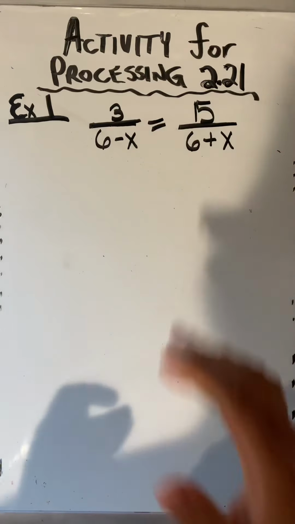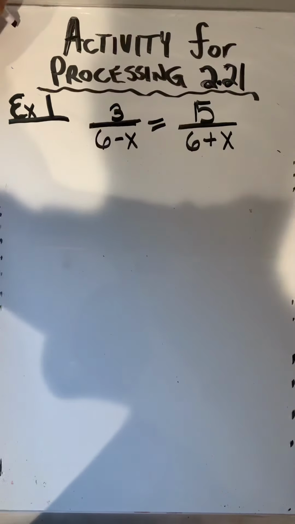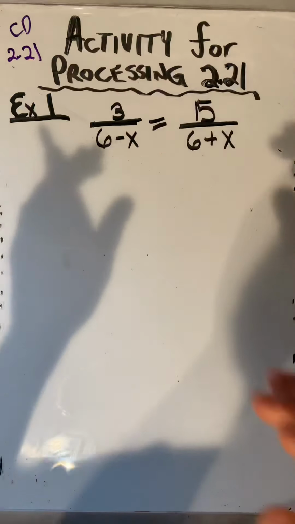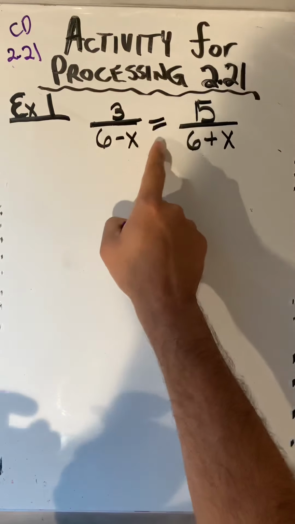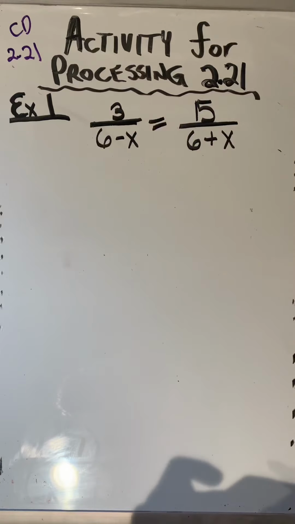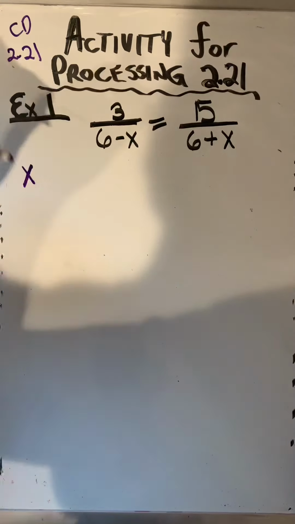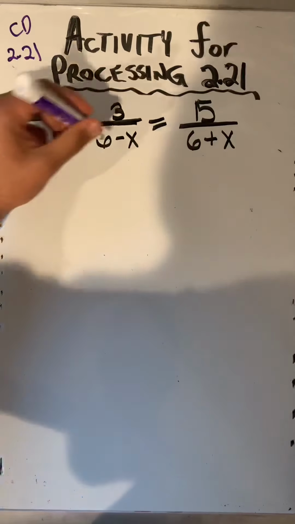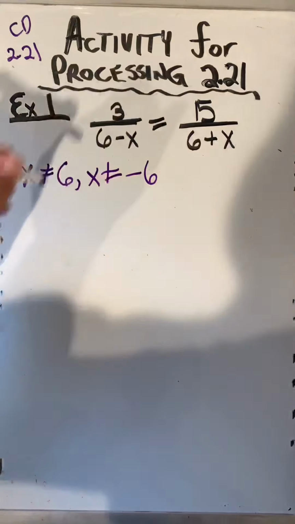So let's jump into activity for processing 2.21. This is unit 2, lesson 21, which will get you ready for cool down 2.21. You will see our first example has us trying to solve 3 over 6 minus x equals 15 over 6 plus x. Now on the cool down, you will see that it's going to say that x has restrictions placed on it. In this case, x cannot equal 6 and x cannot equal -6.